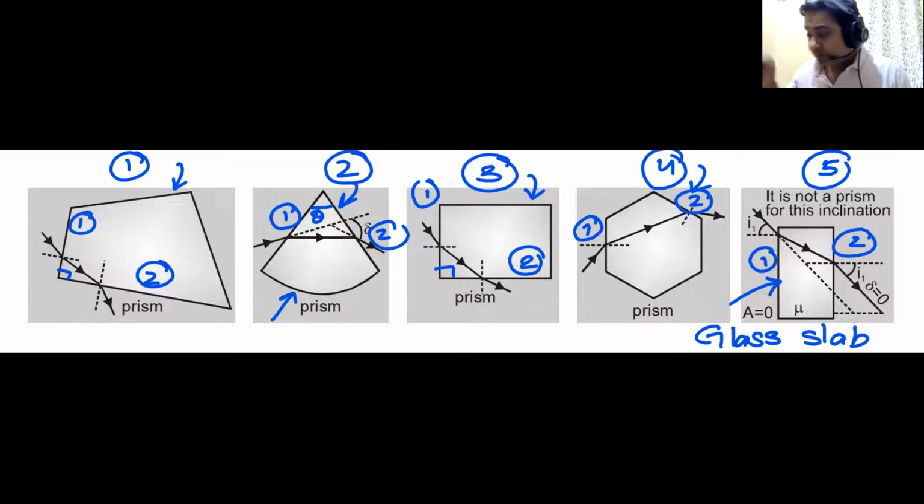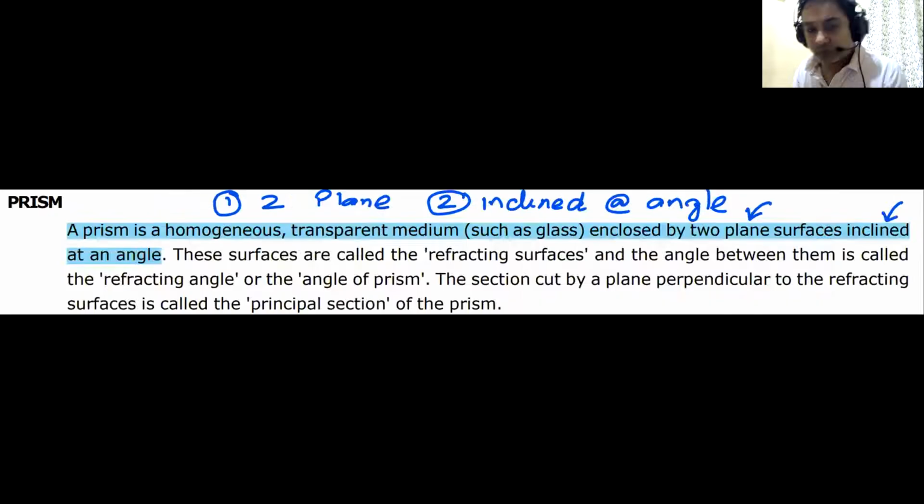I'll give you time. You may not draw this in your books, in your notebooks. You just write it on your sheet, which one is a prism and which one is not. Case number 5 is not a prism because the two surfaces are parallel to each other. I'll give you a minute to note it down.